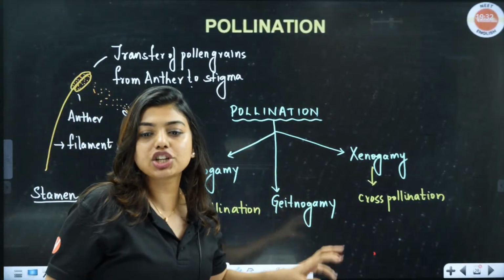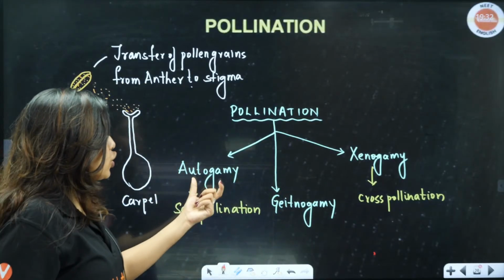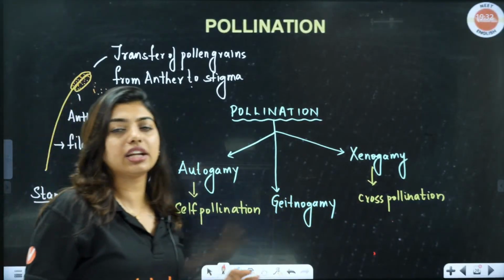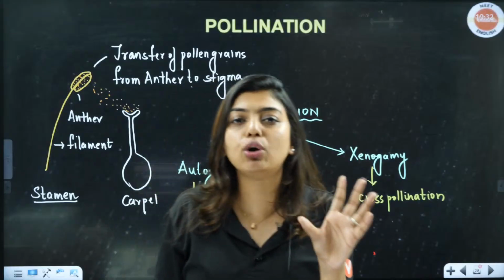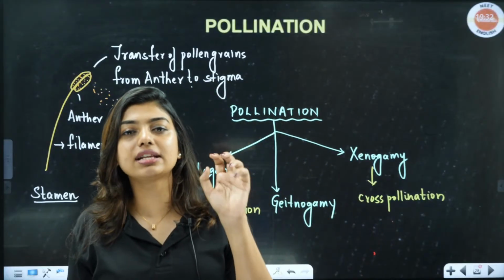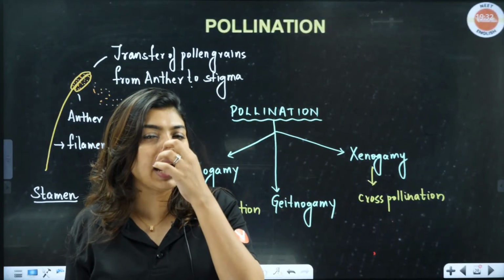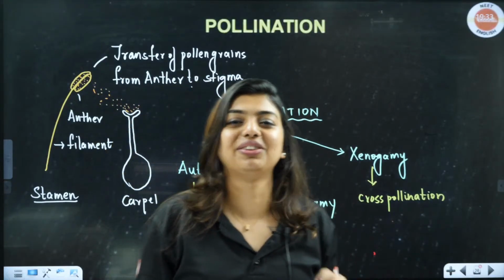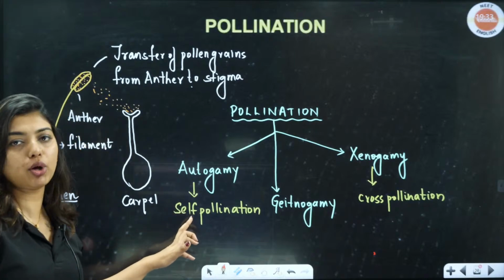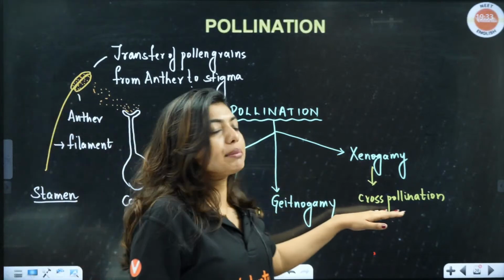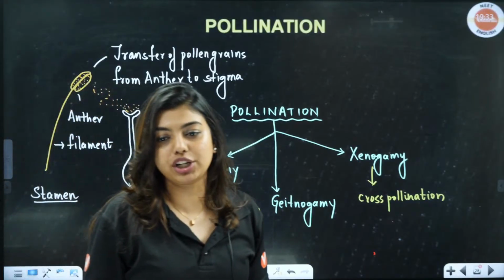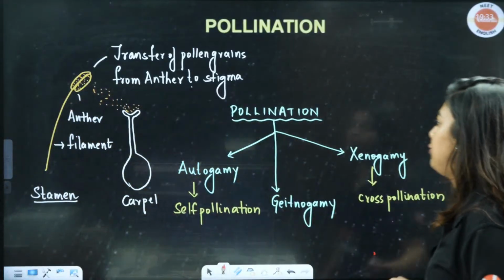But pollination is of 3 types. First one is autogamy, next is geitonogamy, then xenogamy. Autogamy is like auto mode on your phone, where it adjusts light, contrast, the black point by itself. Auto means self-driven. So autogamy is self pollination, xenogamy is cross pollination, and geitonogamy is one type of self pollination.